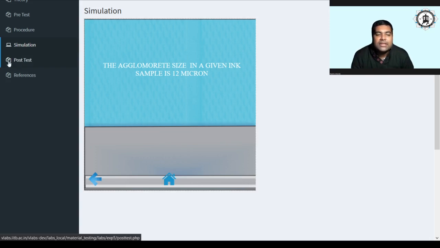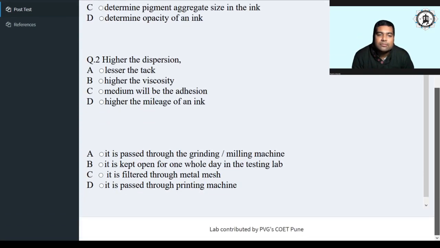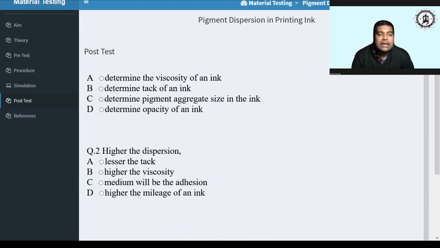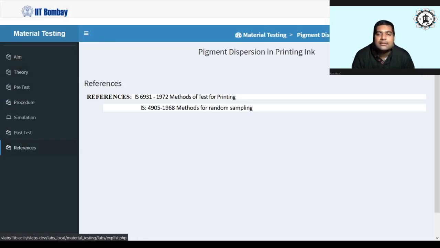Okay, and after that, as usual, there is a post test. There are some questions, 3 easy questions, and simply answer the questions. And in the reference section also, the IS standards which have been referred while conducting the particular test have also been referred. Okay, so thank you for listening to this virtual lab process. Okay.